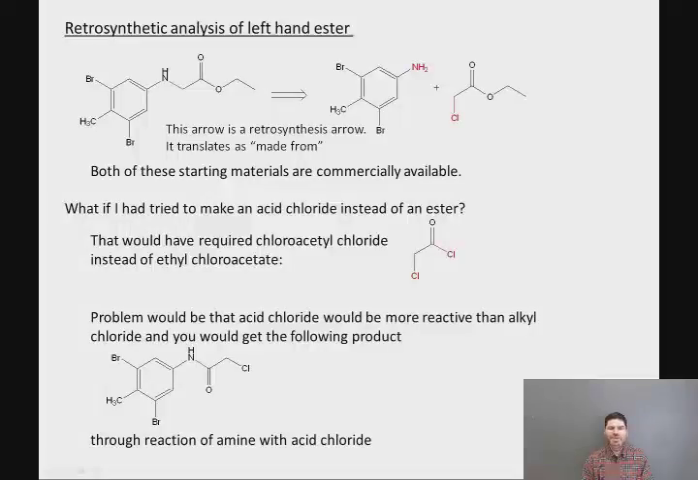However, the problem would be that this molecule has two functional groups on it. Ethyl chloroacetate also has two functional groups. It has an ester and an alkyl chloride. Chloroacetyl chloride has an acid chloride and an alkyl chloride. And the acid chloride is more reactive than the alkyl chloride. The amine would react with the acid chloride to give you the amide that is shown on the slide rather than do the desired SN2 reaction.